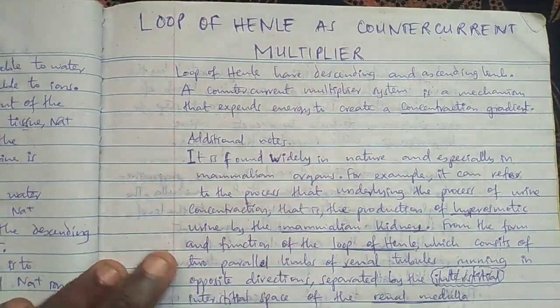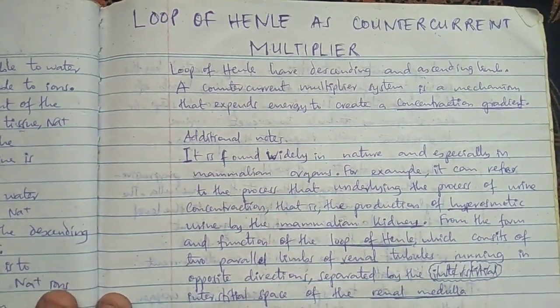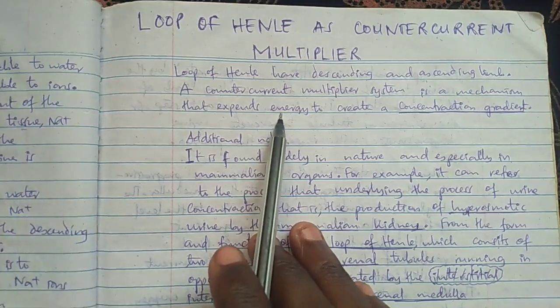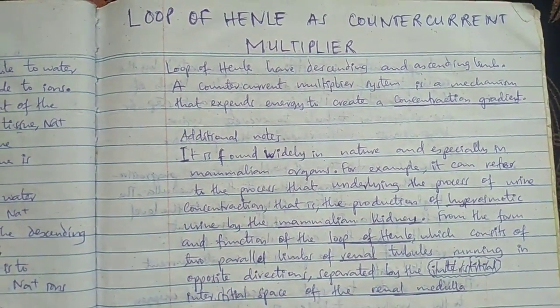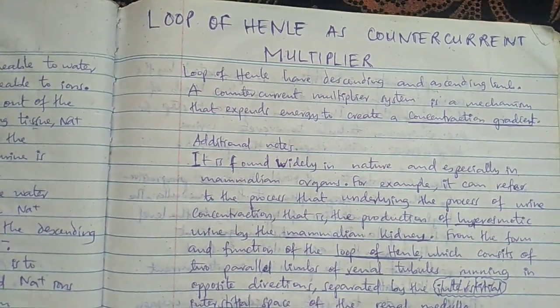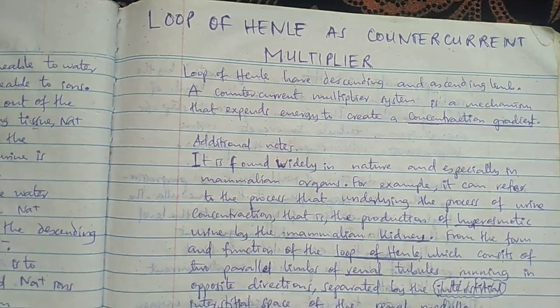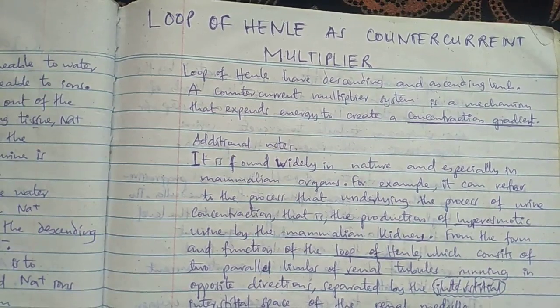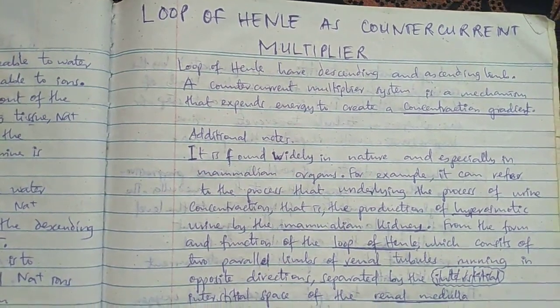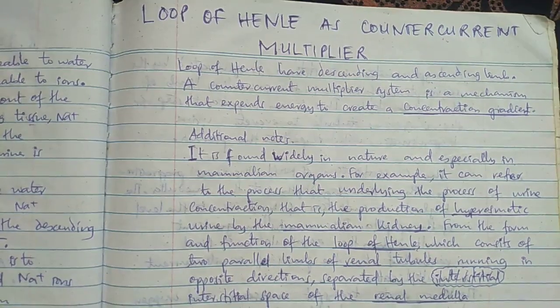The loop of Henle has descending and ascending limb kama tulivyosema. A countercurrent multiplier system is the mechanism that expends energy to create concentration gradient. Countercurrent multiplier system ni system ambayo inatumia energy ili kuweza kutengeneza nini? Concentration gradient. Kwa kazi kubwa hapa ya loop of Henle ni kutengeneza concentration gradient inayoruhusu maji kuabsorbed from the loop of Henle or from the filtrate into the interstitial.